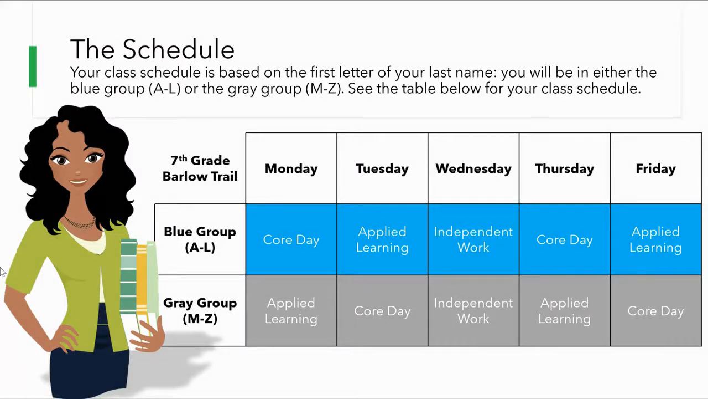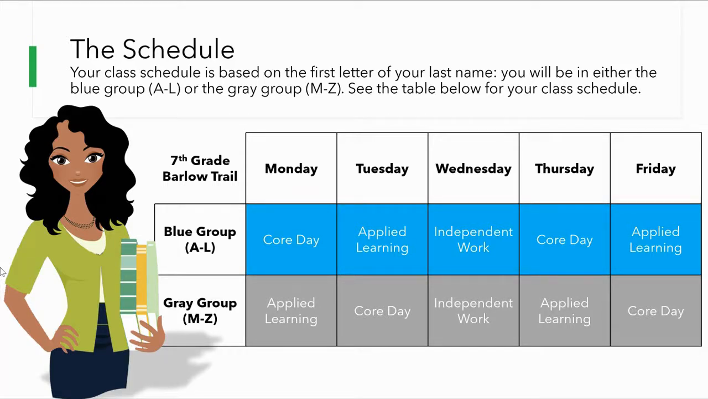Your schedule. We've divided up the 7th grade into two halves of the alphabet. We have the blue group, which is the A through L. If your last name begins with A through L, you will be in the blue group. Then we have the gray group, which is M through Z. If your last name begins with M through Z, you will be in the gray group. What this means is that you will have a different task every day of the week.